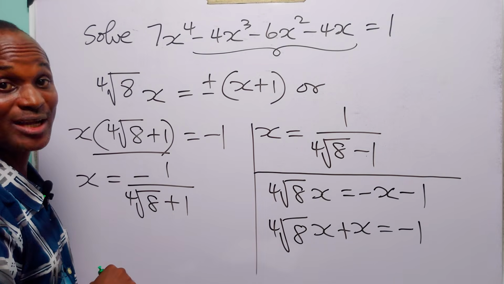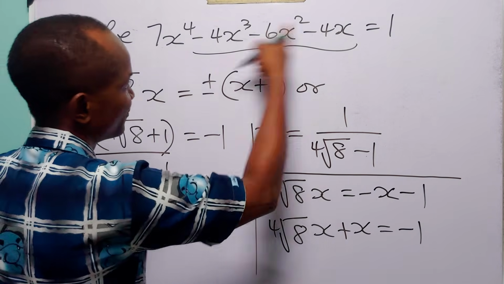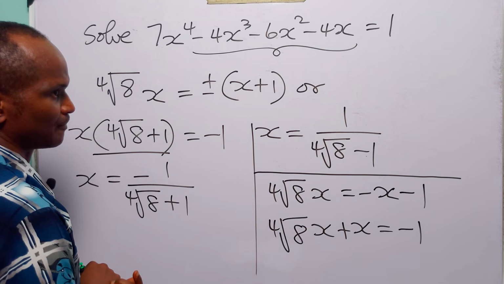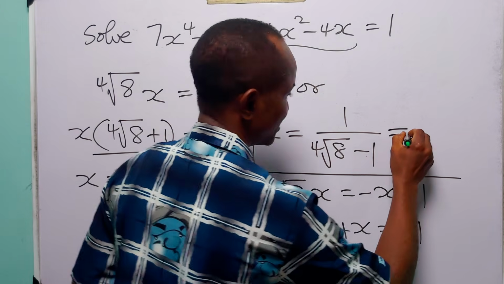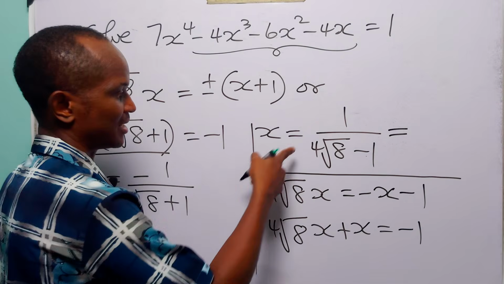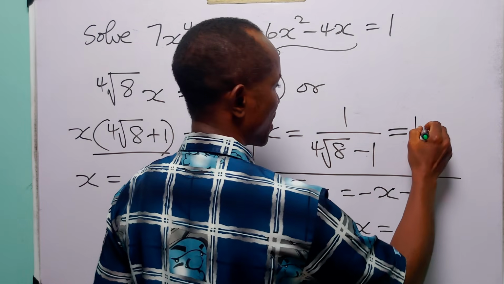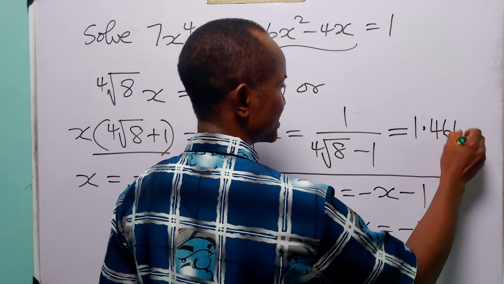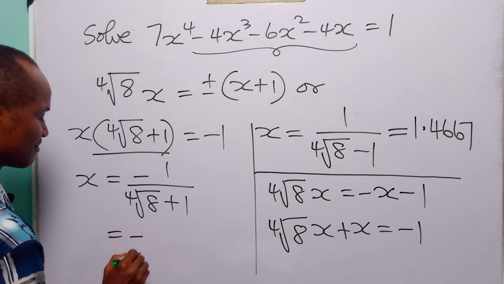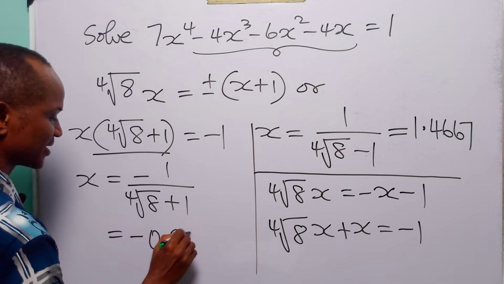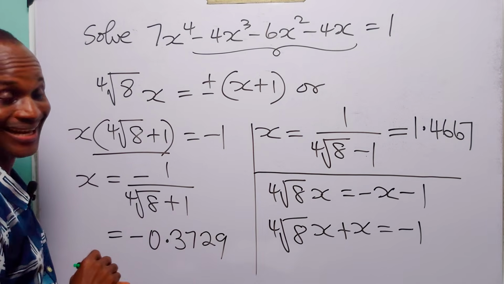Now we have the two real values of x that satisfy this quartic equation. Evaluated with a calculator to 4 places of decimal, this is equal to 1.4667. And this is equal to minus 0.3729.